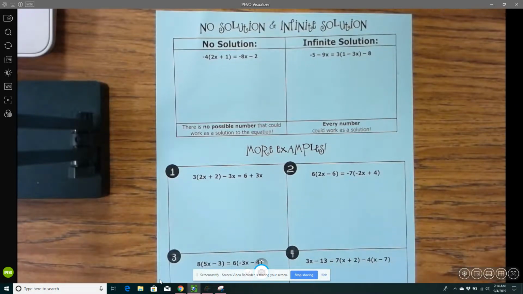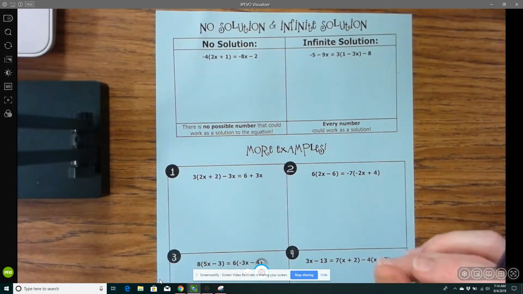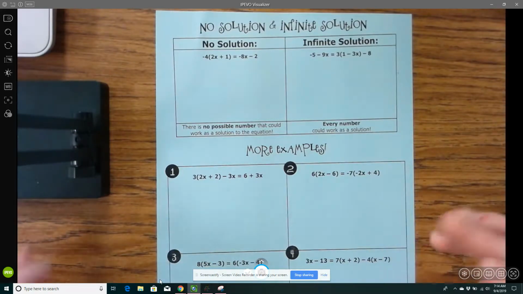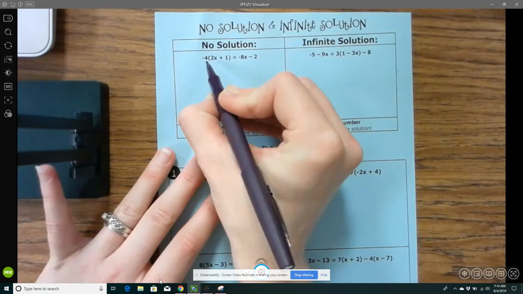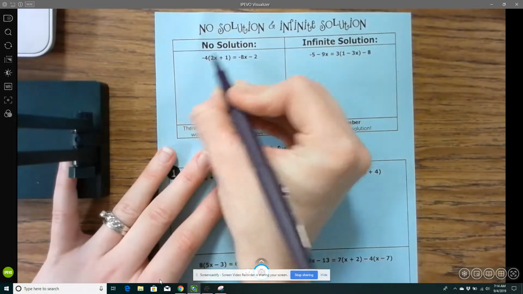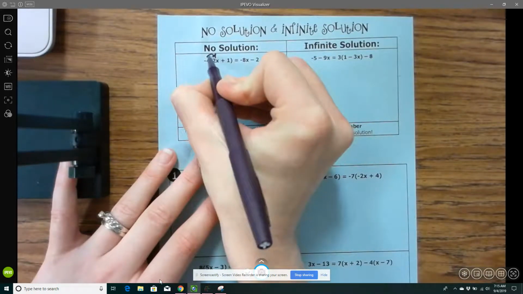This video is for the no solution and infinite solution notes. So sometimes when we have equations, we have some that don't have a solution, or every possible answer is true for that equation. So ones like this, so just like when we're doing the multi-step, we've got to distribute first.